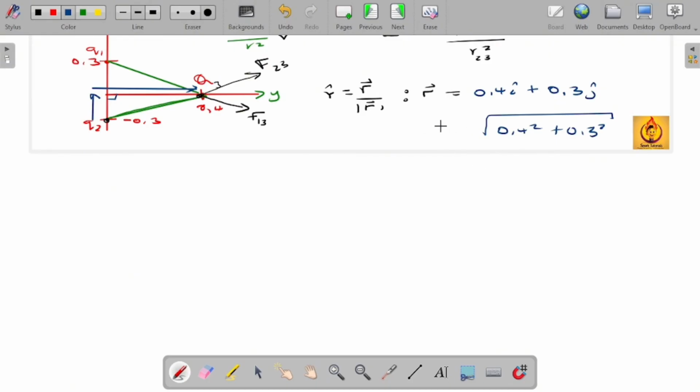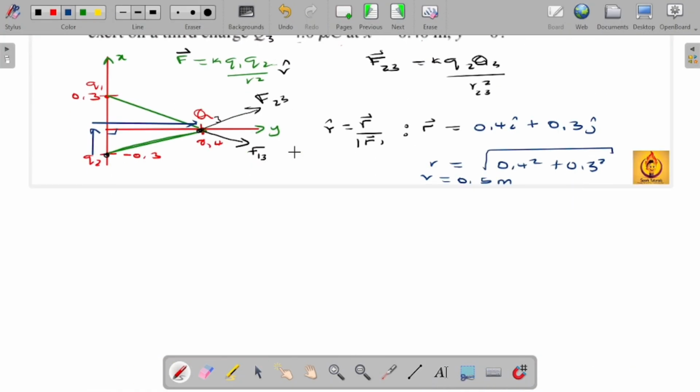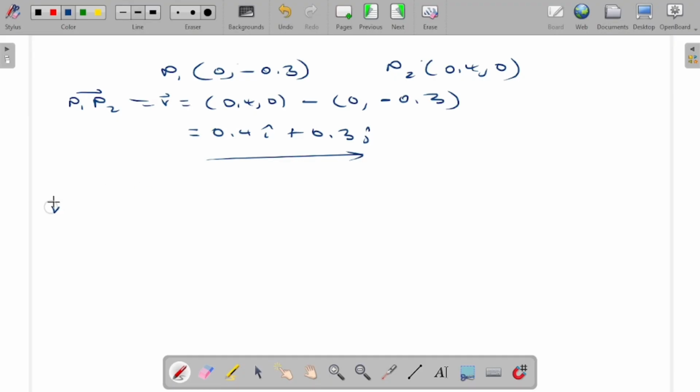So we said R and we found R to be 0.5 meters. Is it meters? Yes, meters. So we have R as the magnitude. We also have R as the vector. Let's find the unit vector. So the unit vector R hat is R as a vector over R as a magnitude, which is going to be 0.4 i hat plus 0.3 j hat all over a magnitude of 0.5. Okay, we can leave it as it is.